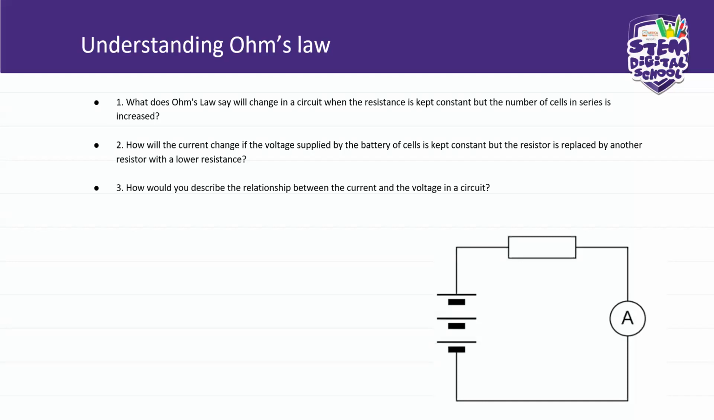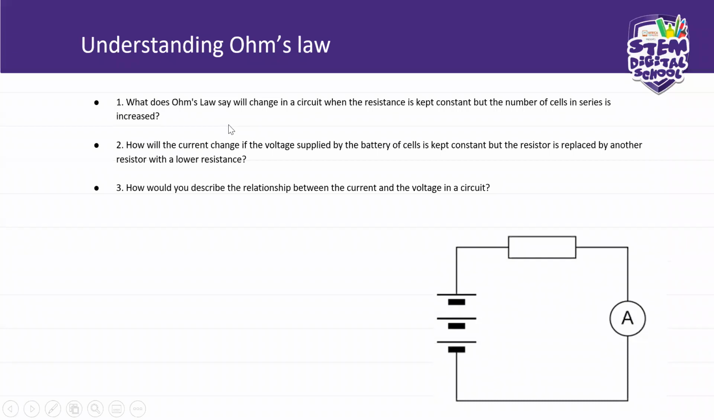Okay. What does Ohm's law say will change in a circuit when the resistance is kept constant but the number of cells in series is increased? What will change? When you increase voltage, what will change? Current, very good. Current changes with voltage.